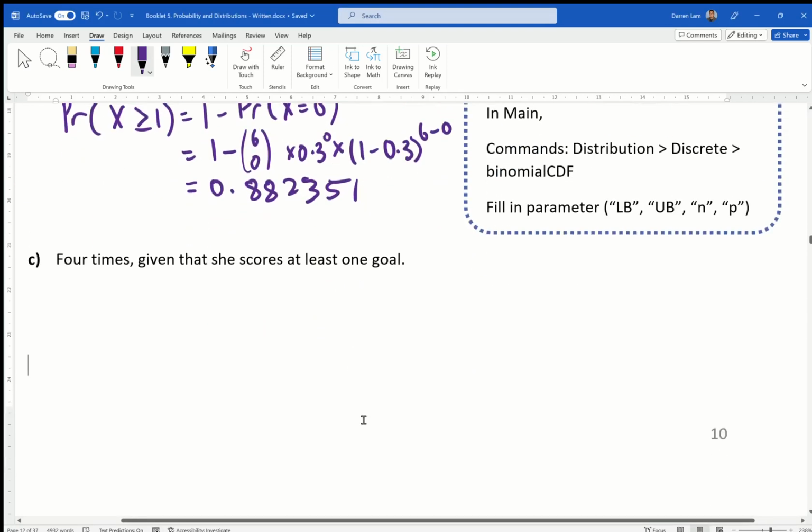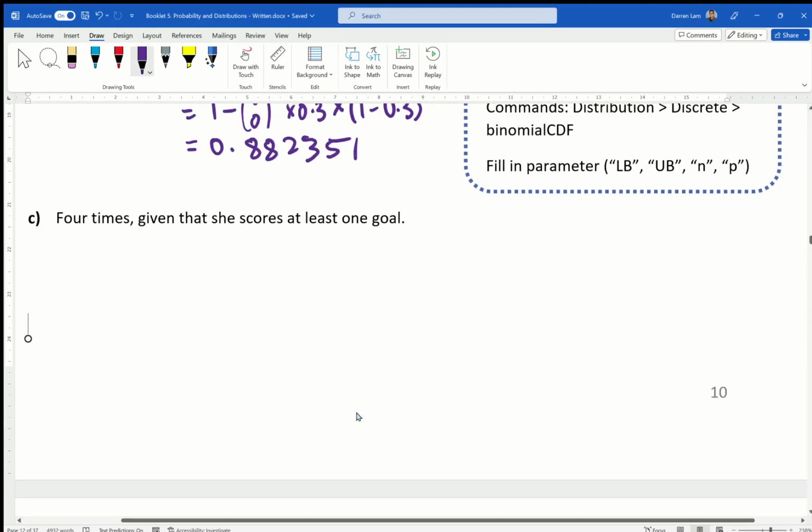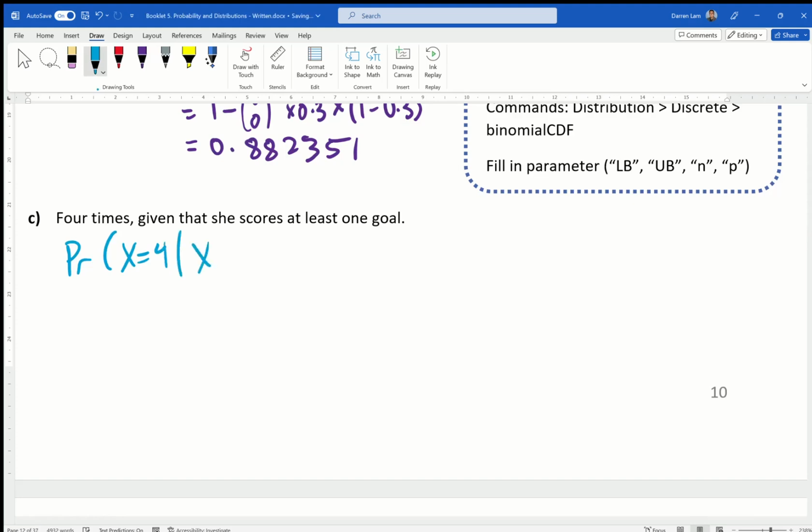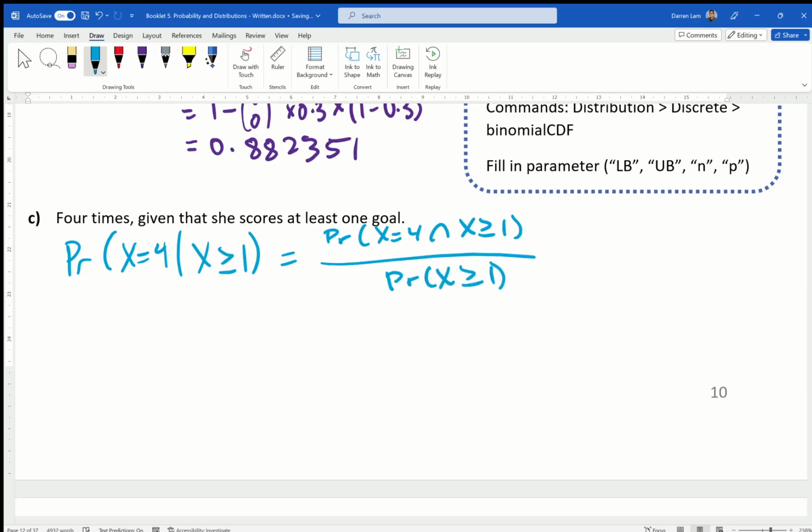Probability of 4 goals, given that she scores at least 1 goal. I'm going to jump through this quite quickly. So the probability of x being equal to 4, given that x is greater than or equal to 1, equals the overlap, so the probability of x being equal to 4 intersecting with x being greater than or equal to 1, over the probability of x being greater than or equal to 1. That's just your conditional probability, which would equal, because it says the probability of x being equal to 4 intersecting where x is greater than 1, which is just the probability where x equals 4.